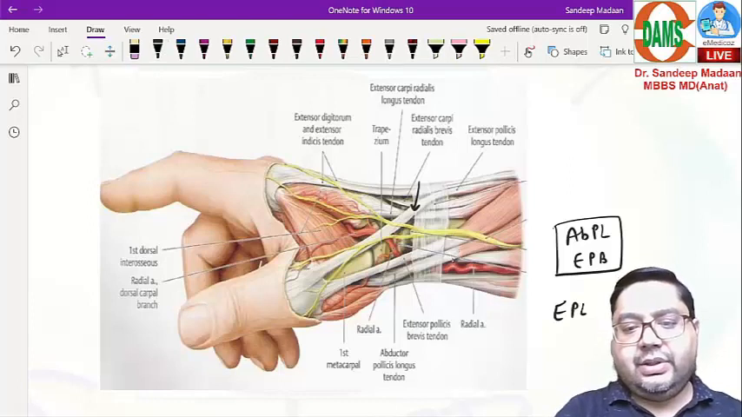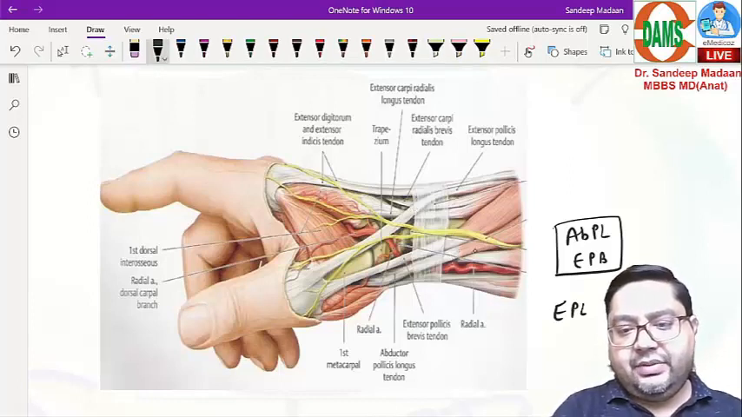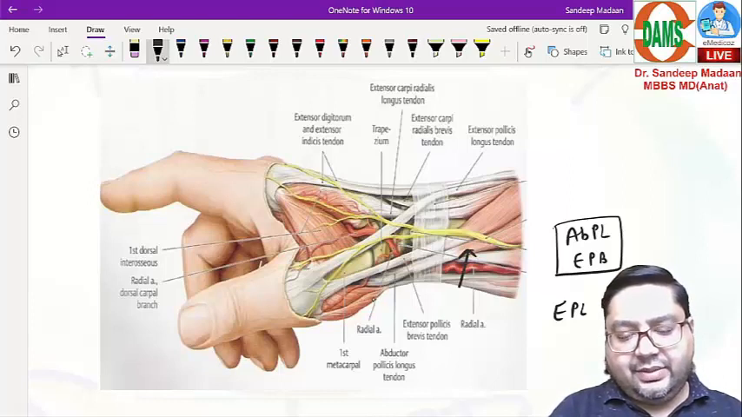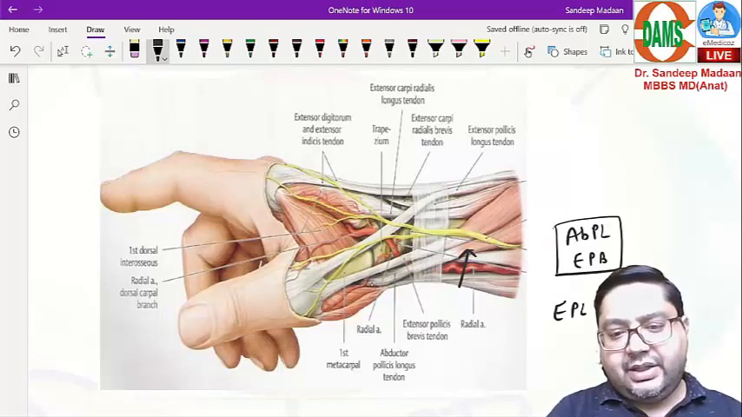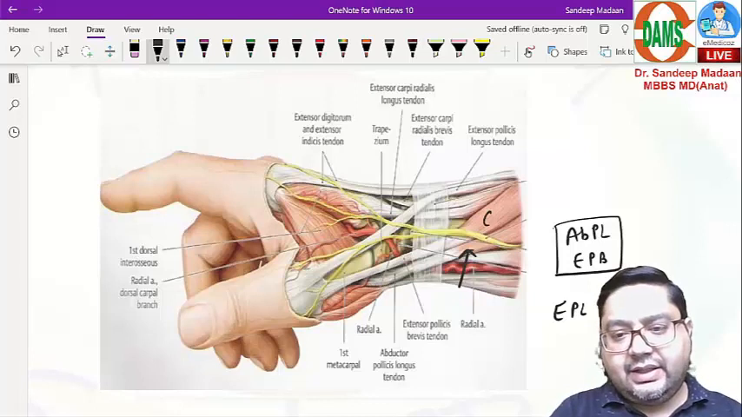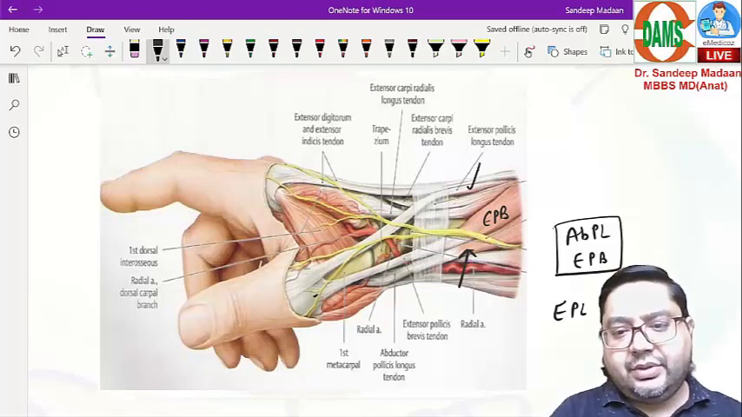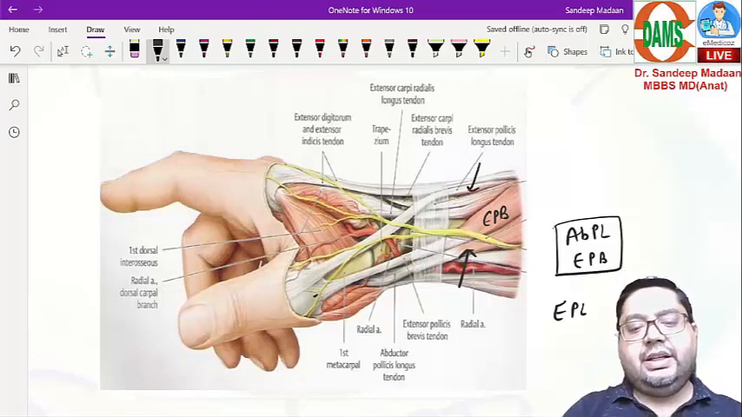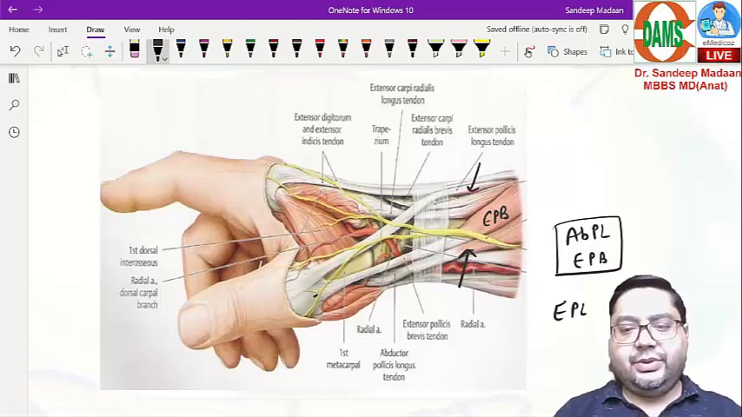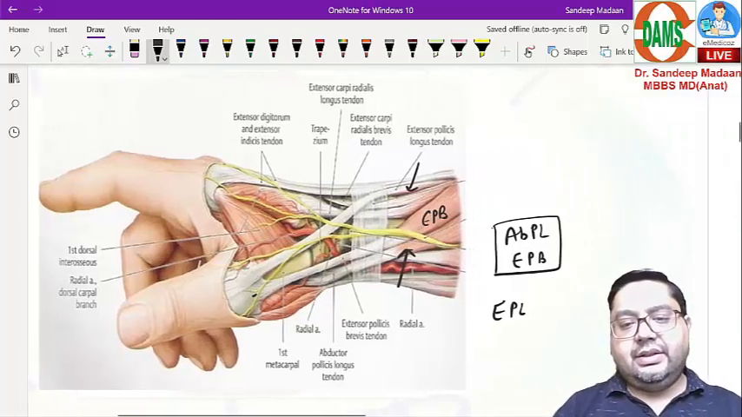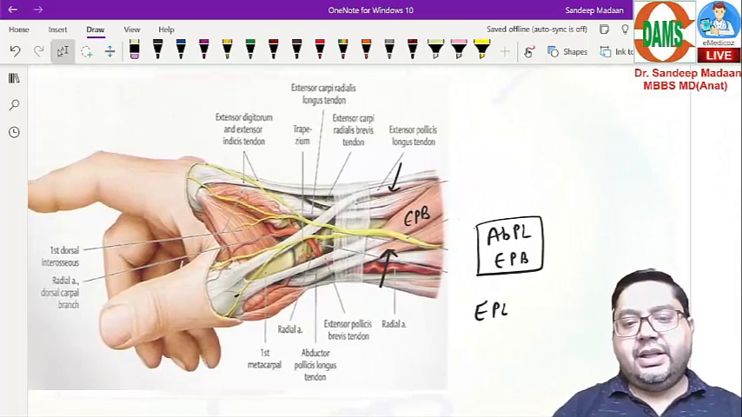So if I show you all the tendons, we can see this one is the abductor pollicis longus tendon, which is reaching up to the base of the first metacarpal, and this one is extensor pollicis brevis, which is reaching the proximal phalanx of the thumb, and this is extensor pollicis longus, which is reaching the distal phalanx of the thumb. Okay, so these are the different tendons making the anatomical snuff box.